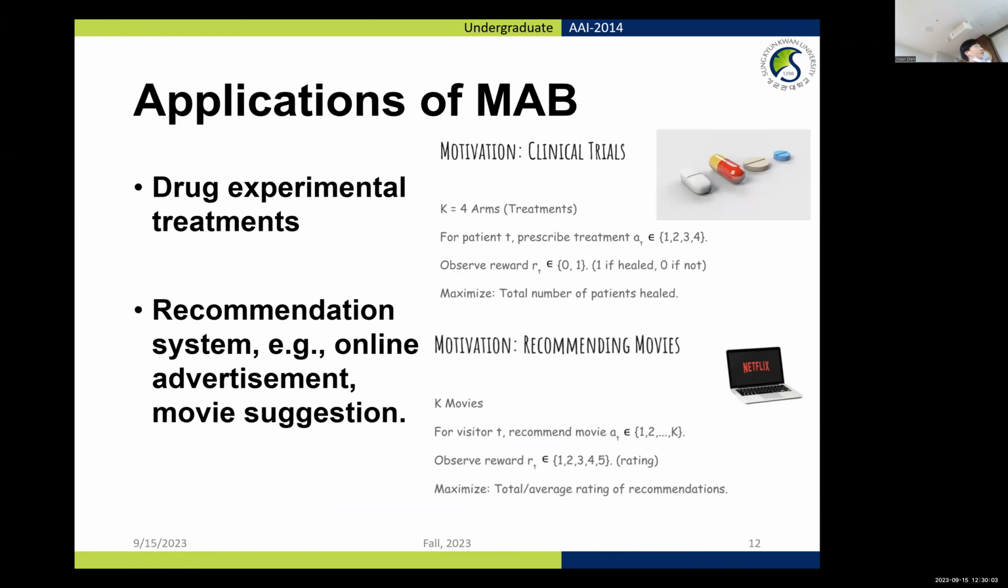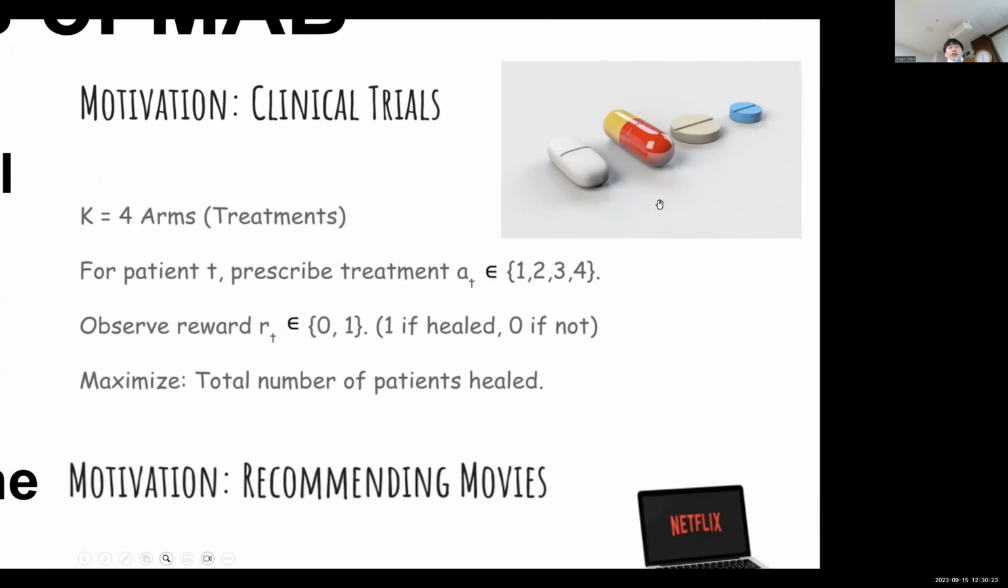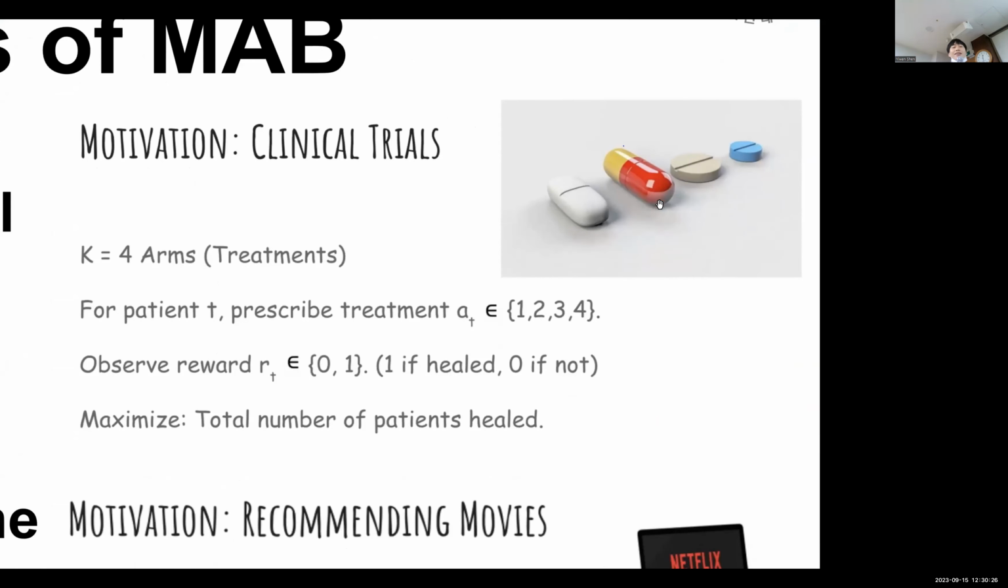In the real world, there are many applications related to MAB. We can use MAB to solve different problems or design different services. For example, the first one is drug experimental treatment. Like a new medicine, doctors need to decide whether this medicine is effective or not. For this kind of problem, we can design it, for example, assuming that we have 4 medicines, 4 types of treatments. We have 4 arms.